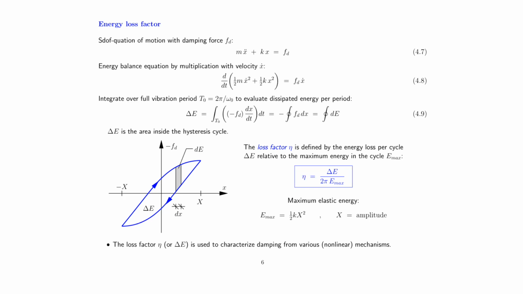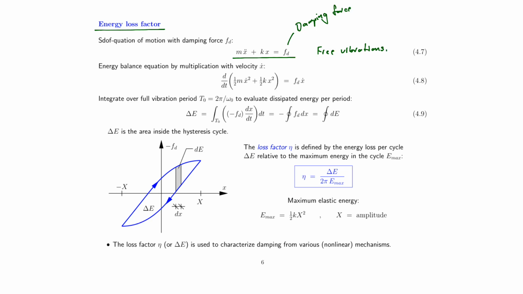And one way to do that is to introduce a so-called energy loss factor. So let's just have a look at the equation of motion, where on the left-hand side we will have inertia and stiffness, and on the right-hand side we will have our damping force. So this is actually for free vibrations in its current form, or at least we do not directly include the external loading.